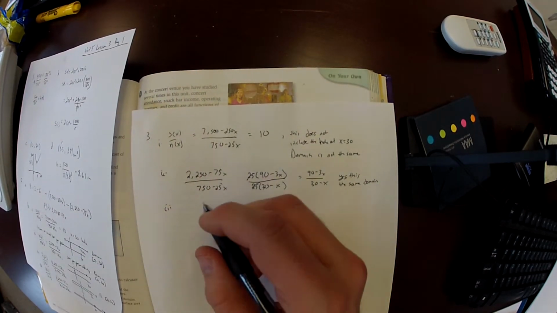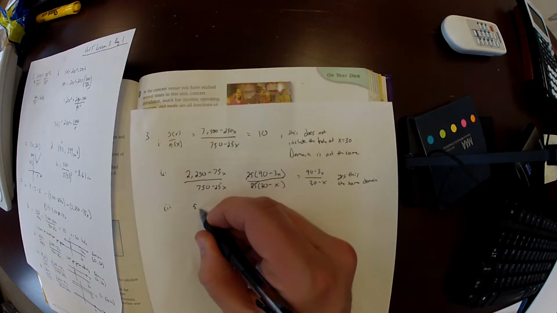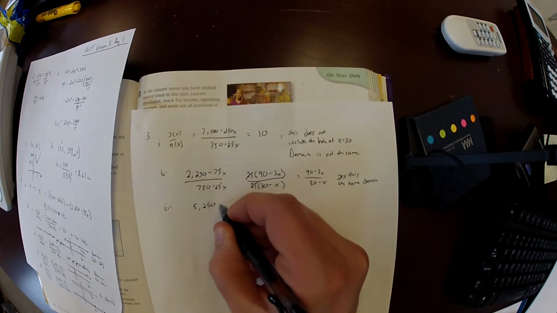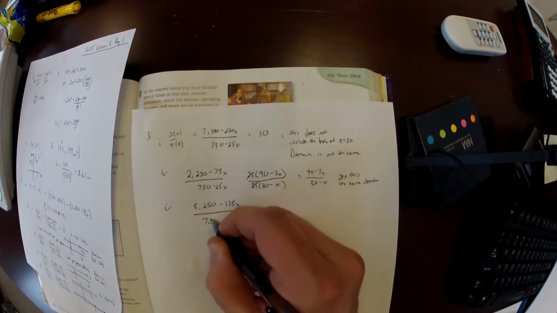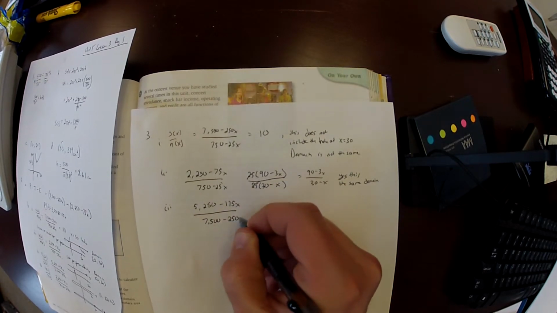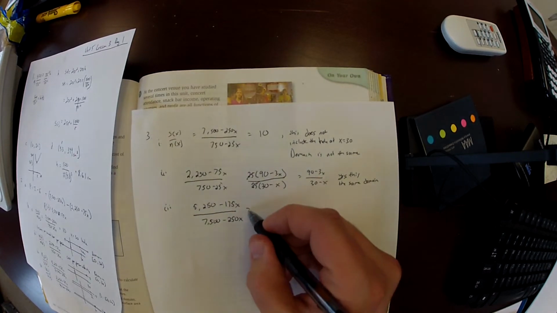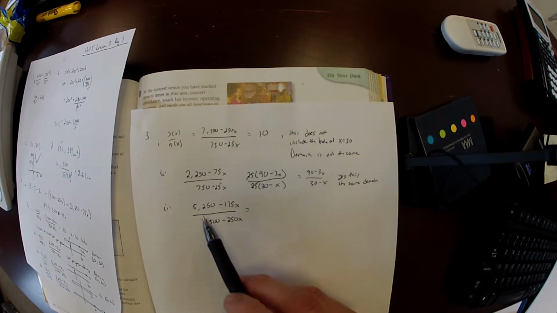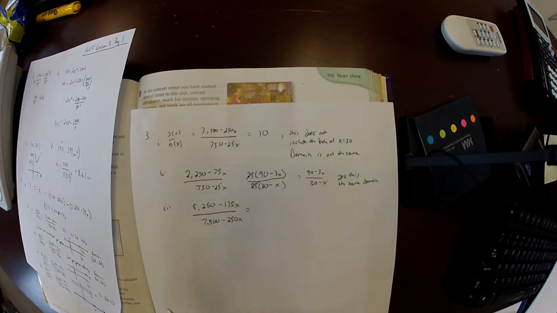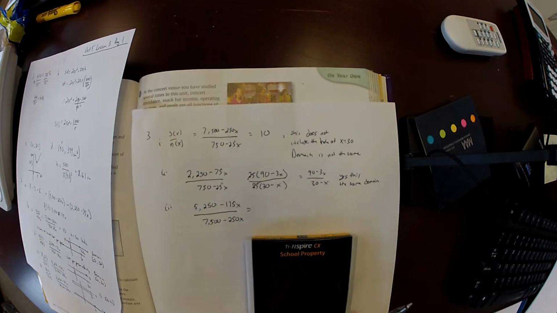The third expression reads 5,250 minus 175x divided by 7,500 minus 250x. And we're going to simplify this. Now, the good news is I know that 25 will go into 250. 25 goes into 7,500. 25 goes into 5,250, and 25 goes into 175 as well.